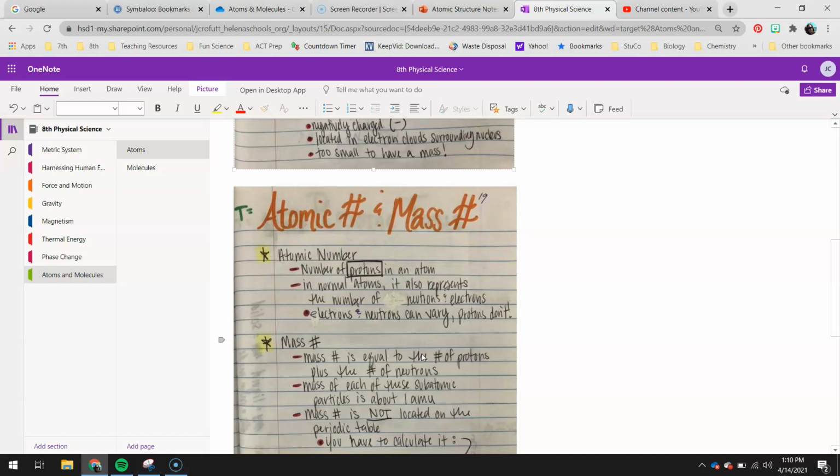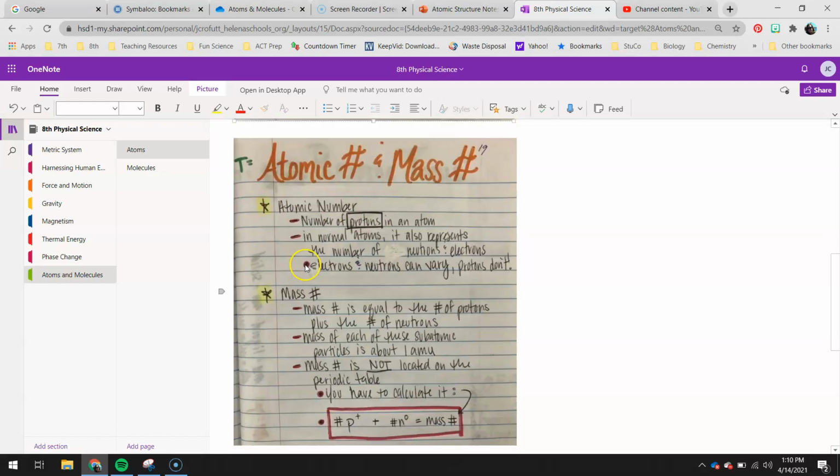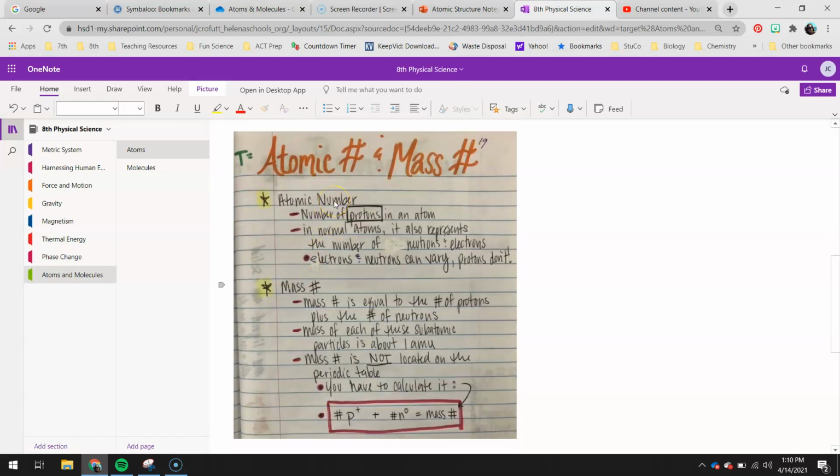If you look on a periodic table, you will see the atomic number of each element. It's the number of protons in an atom. It also represents the number of neutrons and the number of electrons in most cases. When you get up into chemistry as a high schooler, you will find the exceptions to that. The electrons and the neutrons can vary, but protons never do. If the number of protons changes, we have a completely different element, and that's how we've made some of these synthetic elements that we don't find naturally occurring on Earth. Okay, so that is your atomic number.